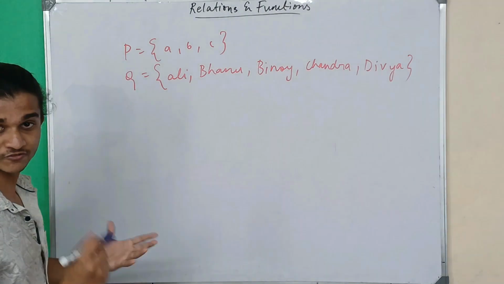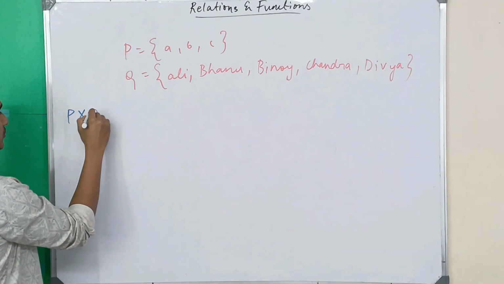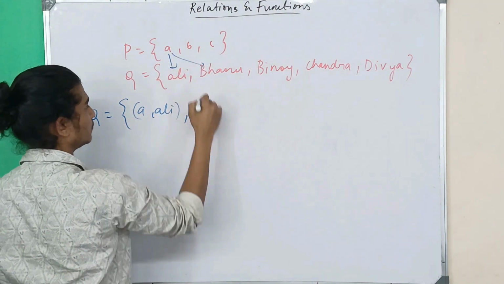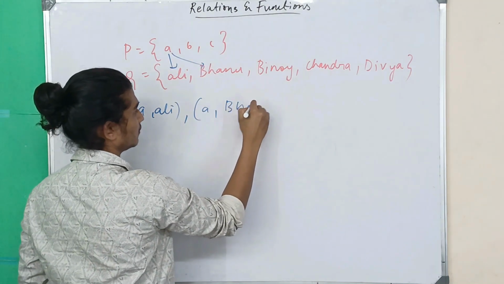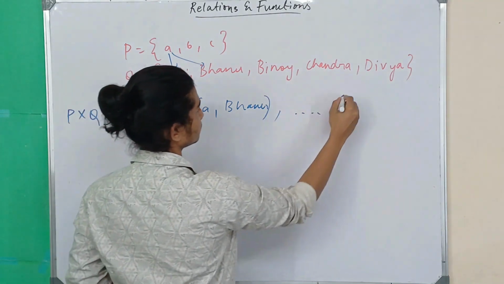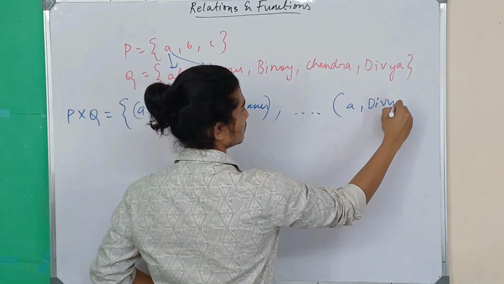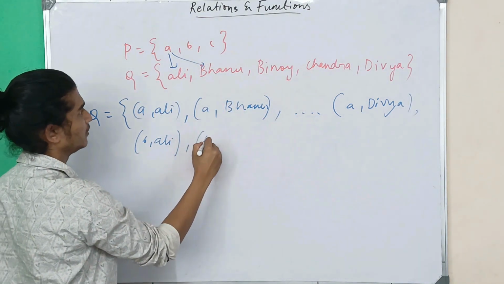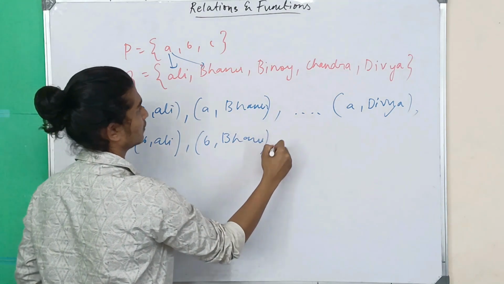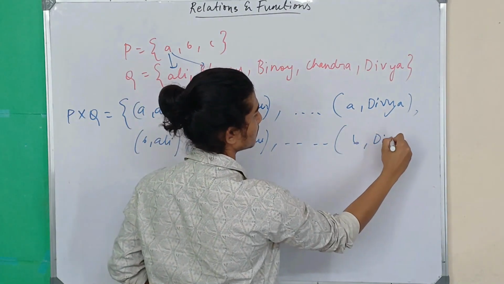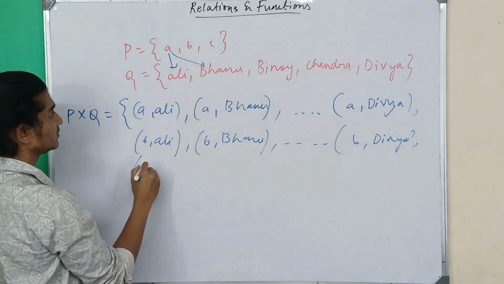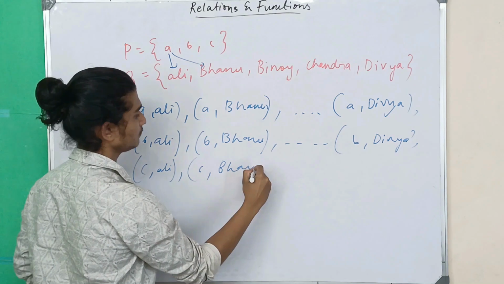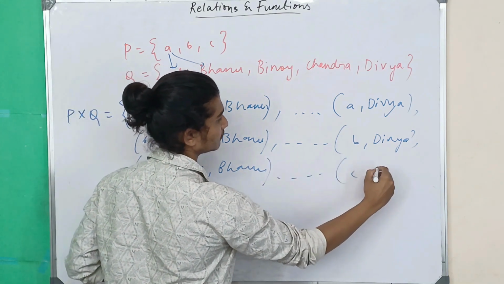So let us try to form P cross Q. P cross Q, which means it goes like this. So A into Ali, A into Banu, so A Banu, and so on. A Divya. Next B Ali, B Banu, and so on. B Divya. And the next last one is C Ali, C Banu, and so on all the way up to C Divya.